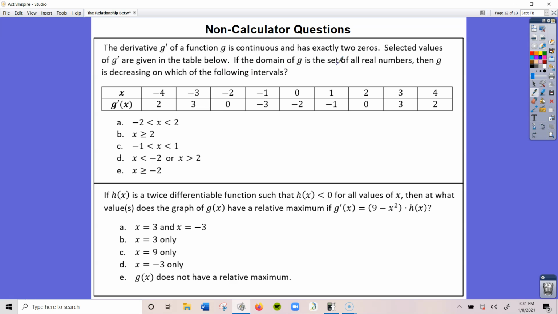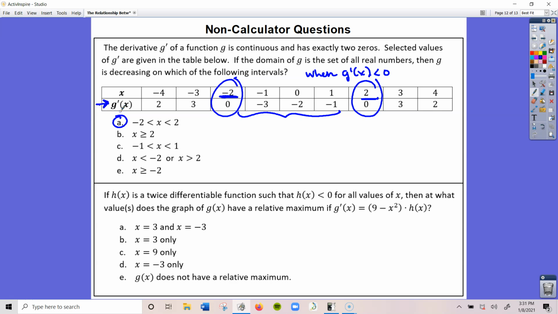Now remember that g would be decreasing when g prime of x is less than 0. So we're looking for when g prime of x is negative, which is this section right here. But remember, when we list our intervals of increasing and decreasing, we have to use those critical numbers, which is when the derivative is equal to 0, which is right here. So that would be from -2 to 2. And that would mean that it's option A.